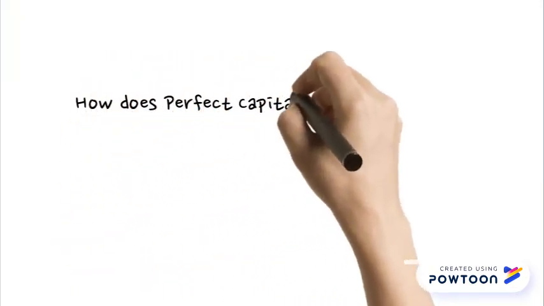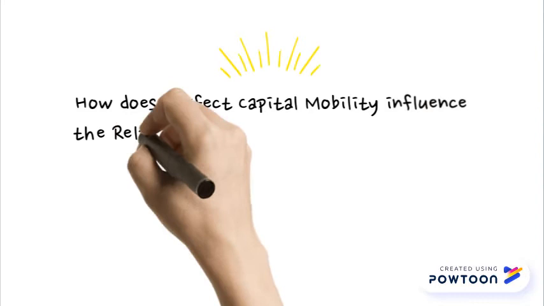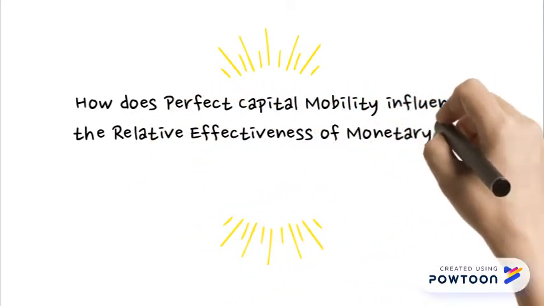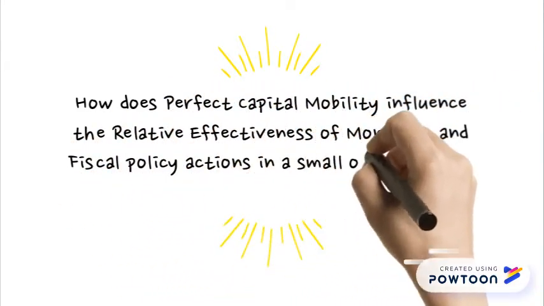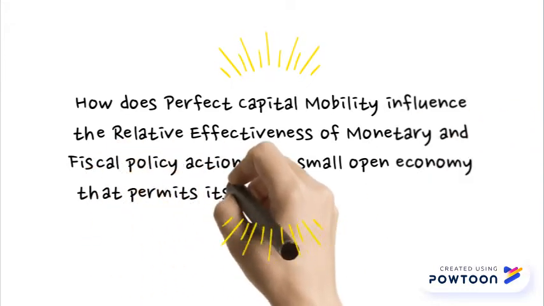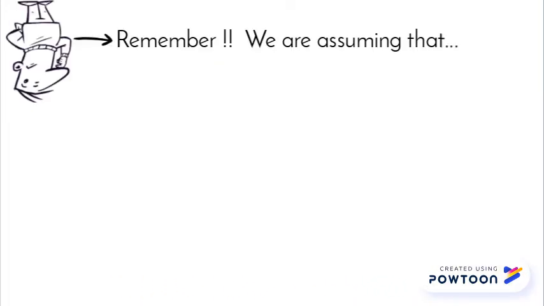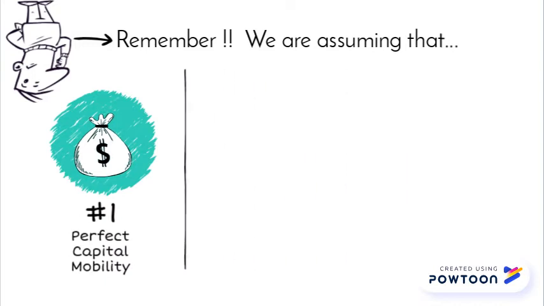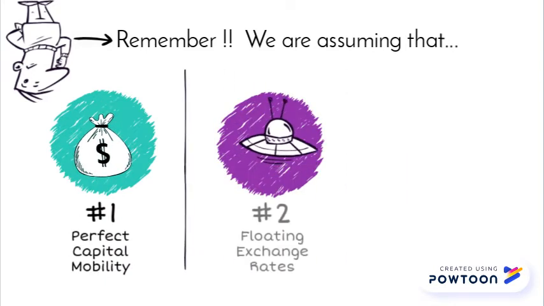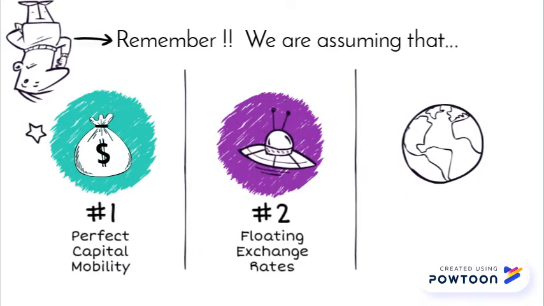How does perfect capital mobility influence the relative effectiveness of monetary and fiscal policy actions in a small open economy that permits its exchange rates to float? Remember, we are assuming that the nation has perfect capital mobility, floating exchange rates, and is in a small open economy.